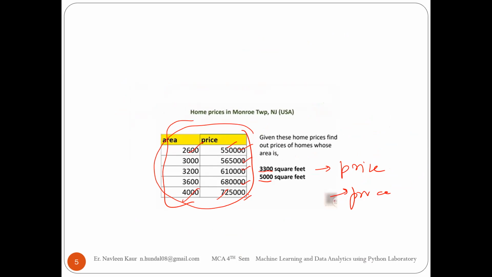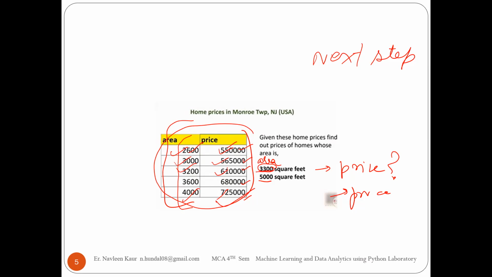Now what will be our next step? After feeding this data into your machine, if I give my machine new data, for example area 3300, can you see 3300 is not present here? So for area 3300, you can't get the price from this table. But as your machine is trained that for 2600 it is this, for 3000 it is this, for 3200 it is this, now your machine can predict.